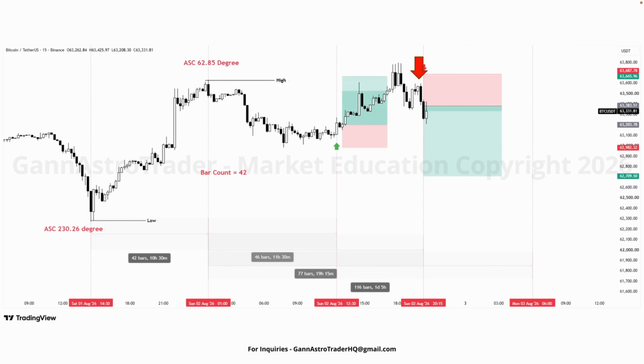This gives us another important observation. The projected time window is once again associated with a meaningful change in market behavior. The market does reverse exactly at the projection.